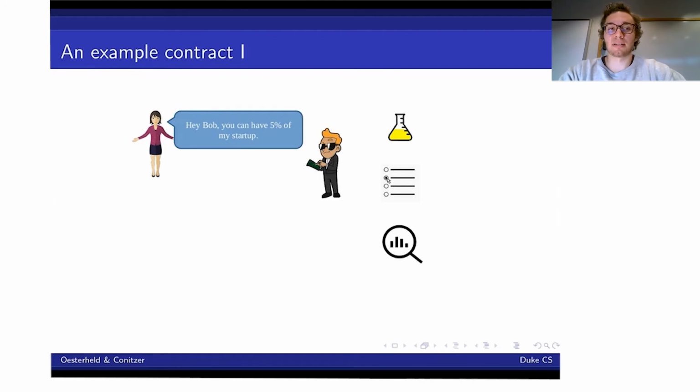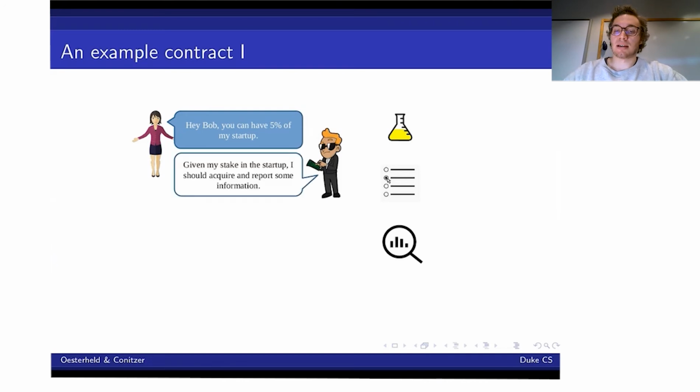Here's an example of something that Alice could do. A very simple contract that she could use. She could just go to Bob and say, "Here, Bob, you can have 5% of my startup." Now, Bob gets these 5% in the startup, and now suddenly he has a stake in the startup, and he really wants the startup to do well because then his shares are more valuable and he becomes more wealthy. So now Bob should really do some kind of research to help Alice.